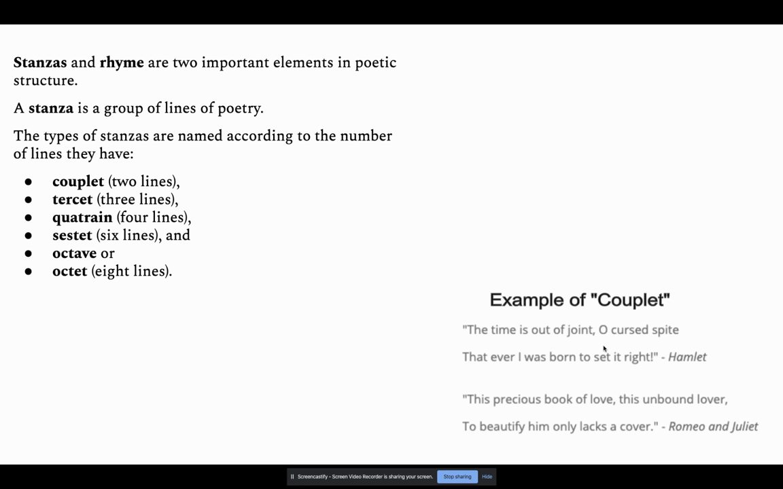The first one is from Hamlet. The time is out of joint, oh cursed spite, that ever I was born to set it right. Now, because it is 2 lines, that is a couplet. Another one from Romeo and Juliet. This precious book of love, this unbound lover, to beauty him only lacks a cover. Again, 2 lines, it is a couplet.